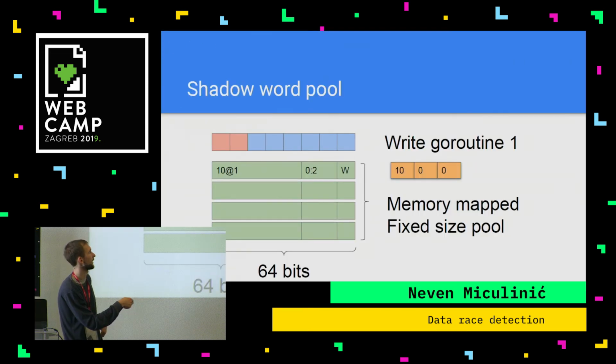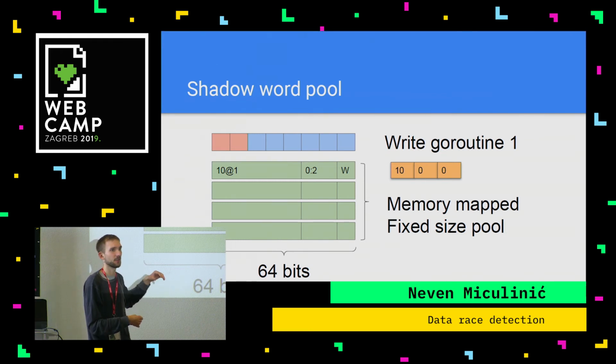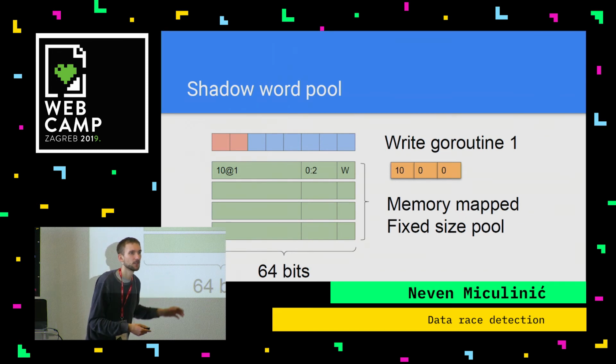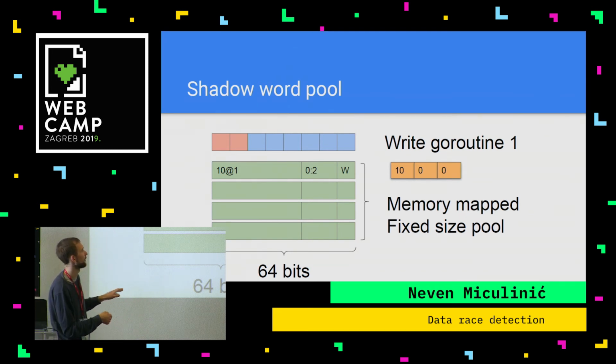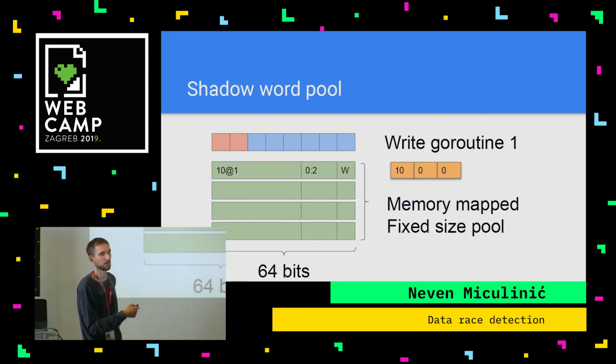They only keep the last 4 elements, and if a new event happens, they just evict any random old one. So this is a probabilistic algorithm which could yield false negatives, but no false positives. The good thing about this is performance, because this shadow word pool is fixed size. It's memory mapped in the process virtual address space, using some simple tricks like byte shifts and ANDs.